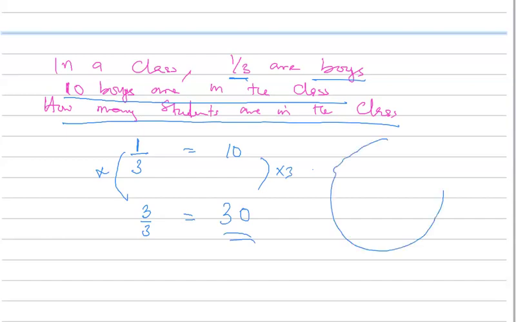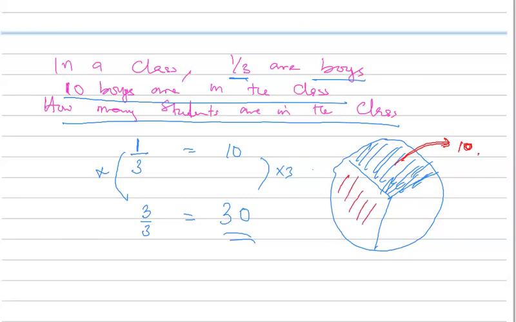Let me explain what we actually did here. I'll use a circle. I'm going to share this circle now. Can you see the three parts? 1/3 are boys, so I will shade 1/3 there. That 1/3 represents 10. If 1/3 is 10, this place too is going to be 10, and this place too is going to be 10. So for everything, it's 10 in 3 places. That's going to be 30.